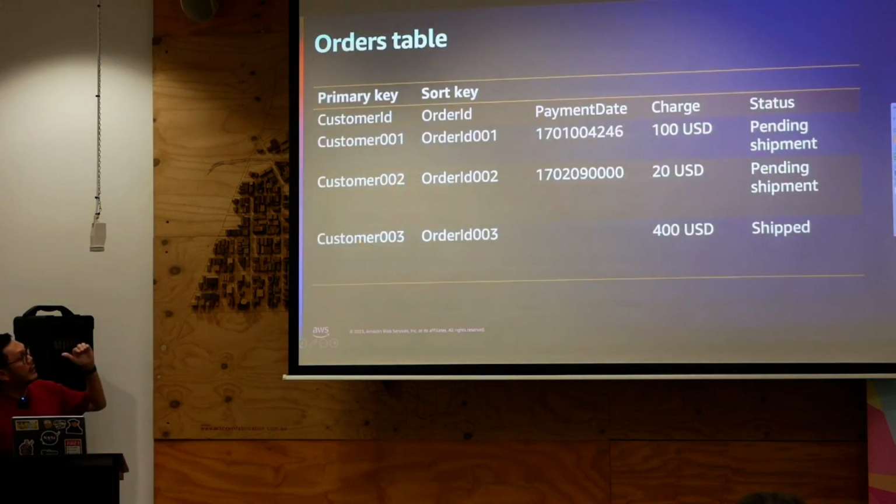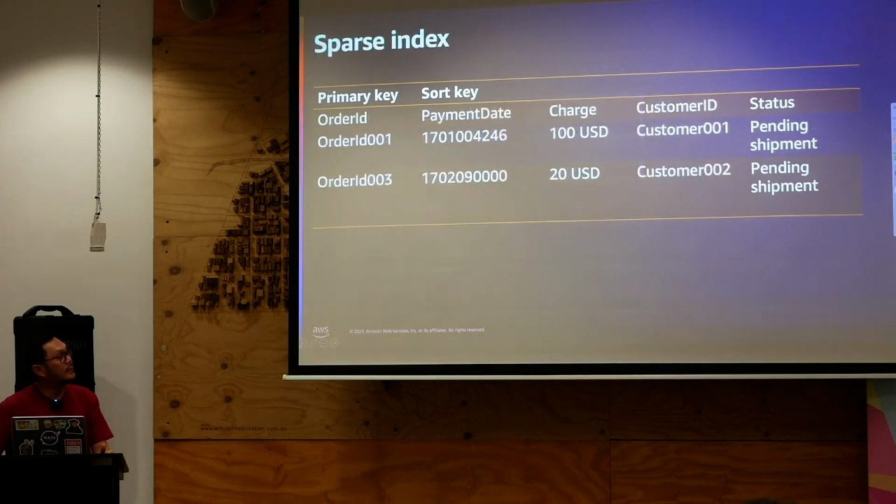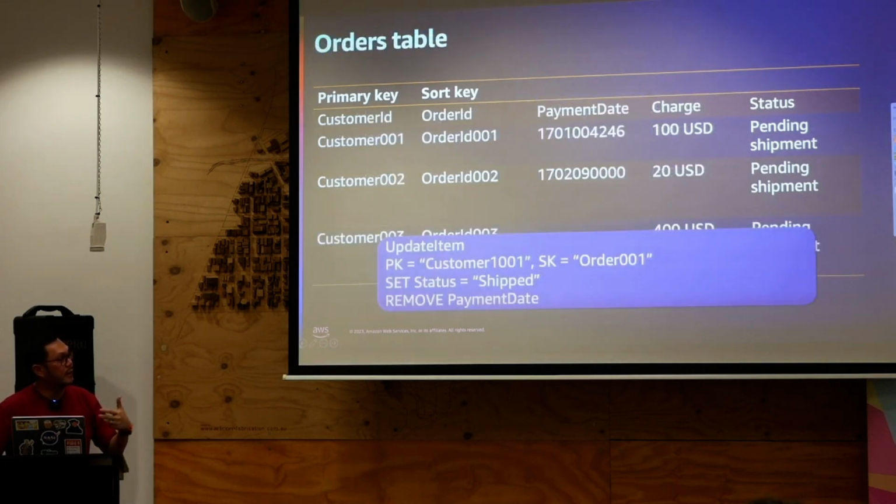It means that every time a user creates an order, you set the payment date. But every time you fulfill an order, you just remove that payment date from the attributes. And if payment date is the sort key of your GSI, when you remove it, that data will be removed from the GSI. That means the GSI will have less and less data as you fulfill orders. That's a sparse index, basically. That's pretty much how you do it: set status to shipped and just remove the payment date.